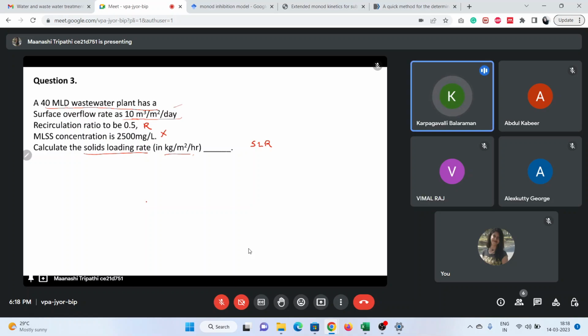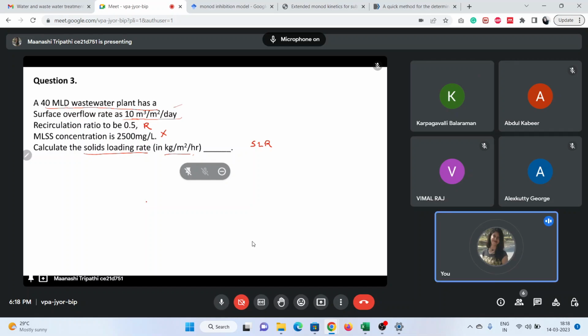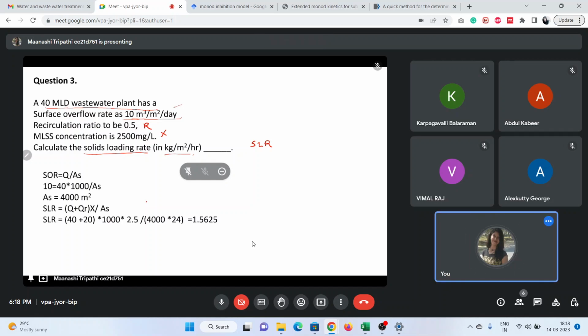Ma'am, is it 1.5625? Okay, we'll check. Yes, very correct. Your answer is absolutely correct. So what is surface overflow rate? It is Q upon AS. So this is how we will get AS. AS means surface area. Which area? The top area, surface area. This is not the side area, remember, surface area.